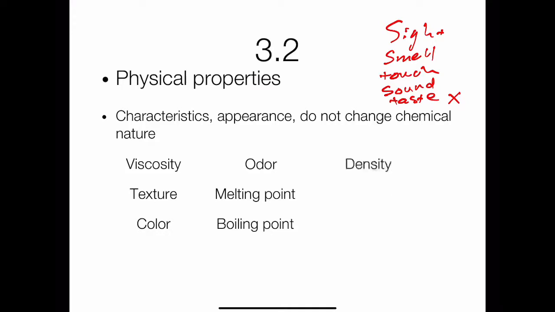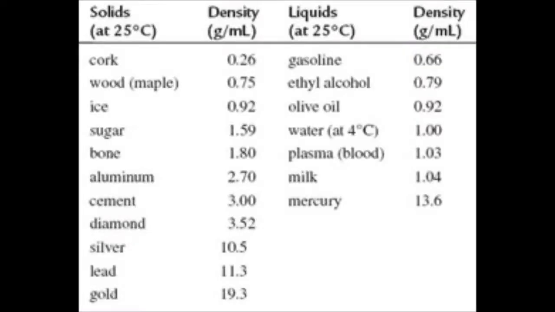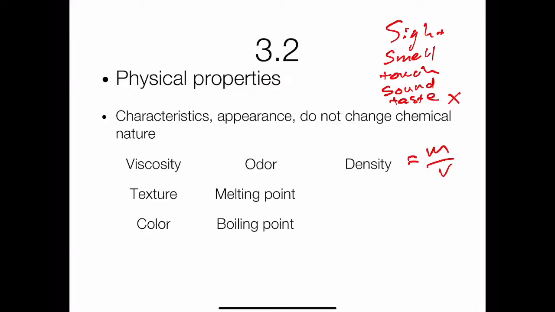Density. Everything has a very specific density. Remember, density equals mass divided by volume. If it doesn't have that density, it's not the substance that we're talking about. So again, these are all ways that we can define or identify substances based on all of these different characteristics that they have. Solubility.